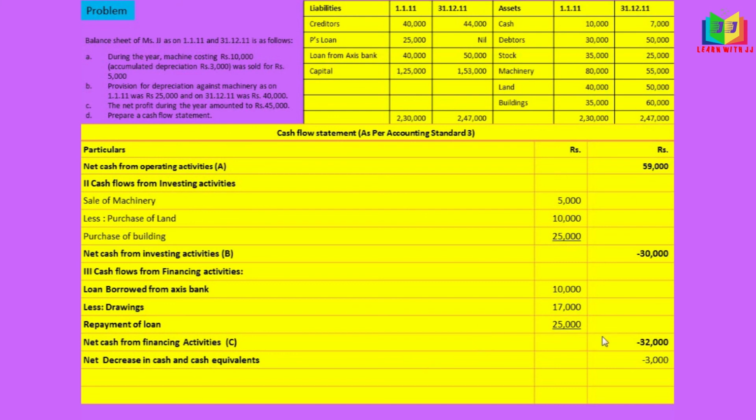And with this net decrease, we have to add the opening balance of cash, that is 10,000. Here this one is minus 3,000 and this is plus 10,000, so we'll get plus 7,000. That is the closing balance. We got the correct answer. If we add, we get the closing balance of cash now. If we adjust this, we'll get 7,000.